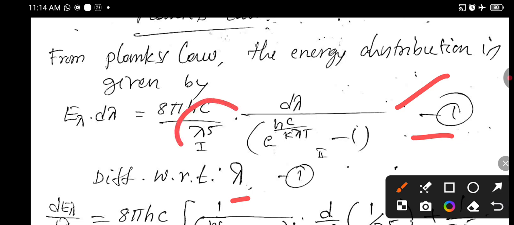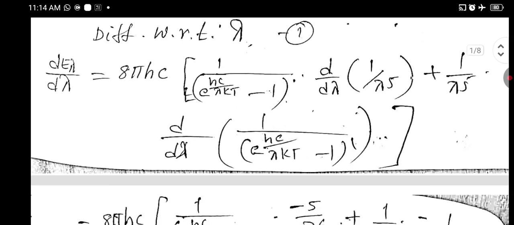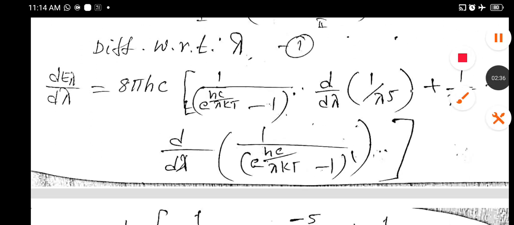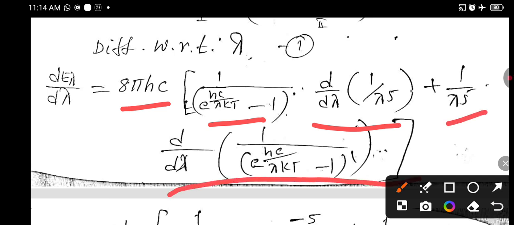This has 1 by lambda^5 as the first term, and 1 by e to the power of hc/lambda kT minus 1 as the second term. We differentiate in the form of the product rule; the quotient rule can also be applied, but here we consider the product rule. Then differentiating with respect to lambda, 8 pi hc is a constant we take outside. Then second function into differentiation of first function plus first function into differentiation of second function.